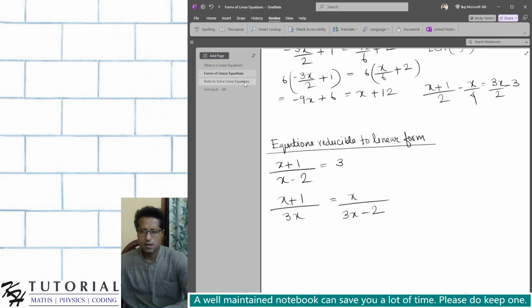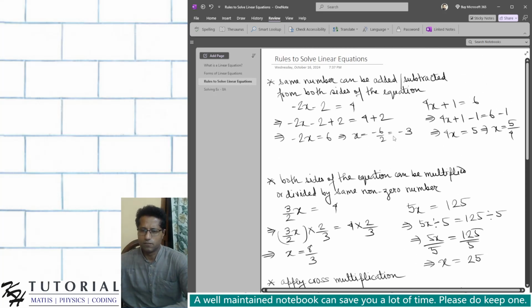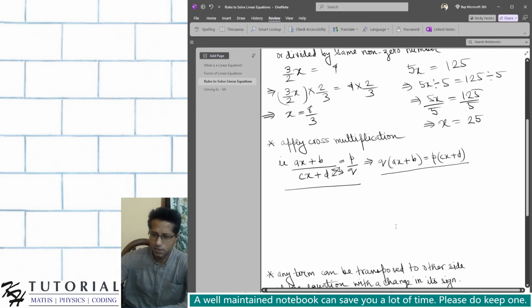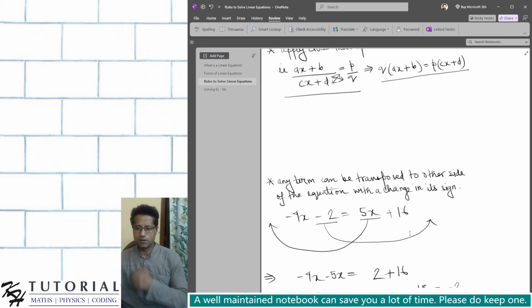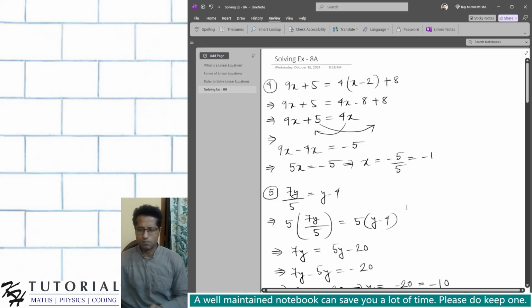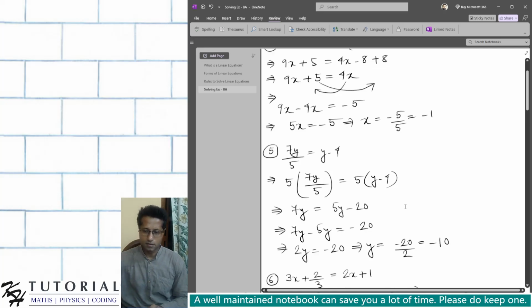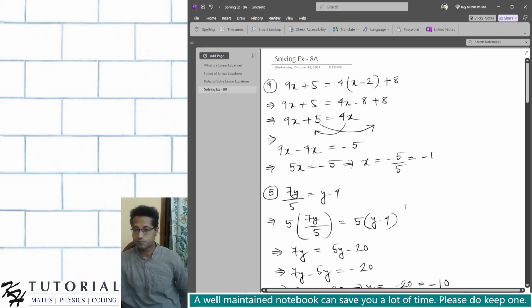And then we discussed the rules to solve linear equations, that is we can add or subtract the same number from both sides of the equation. We can multiply and divide by the same non-zero number on both sides of the equation. We can apply cross multiplication, and then we can transpose terms from one side to the other side with a change in sign. And then finally we solved some selected problems from exercise 8A from the textbook of author RS Aggarwal.